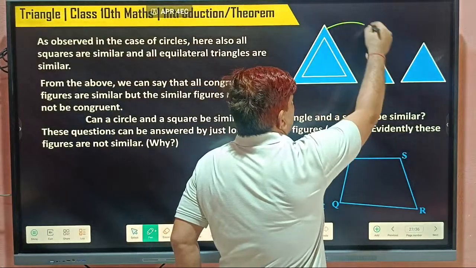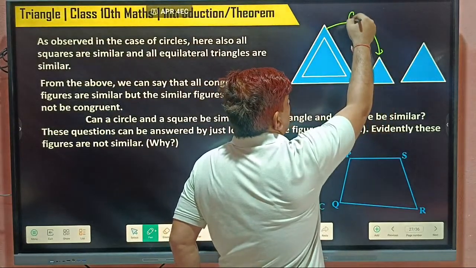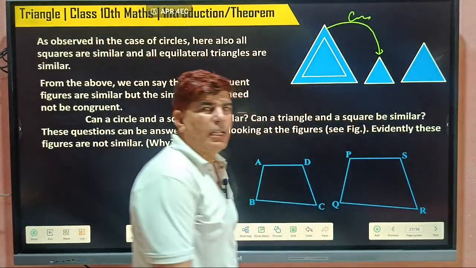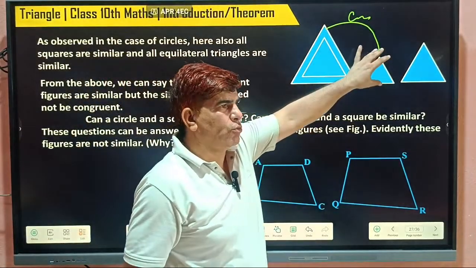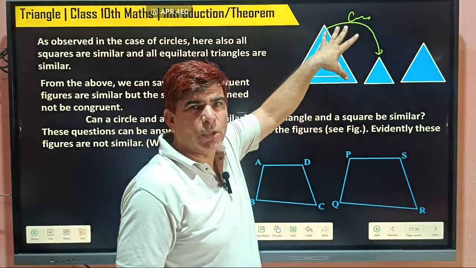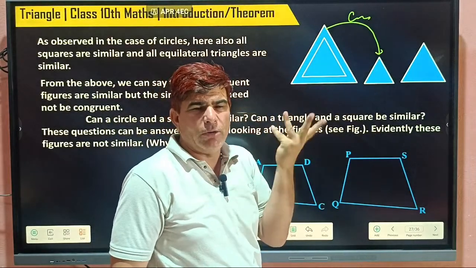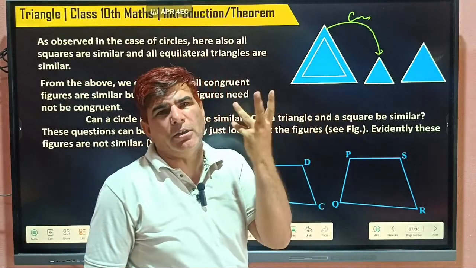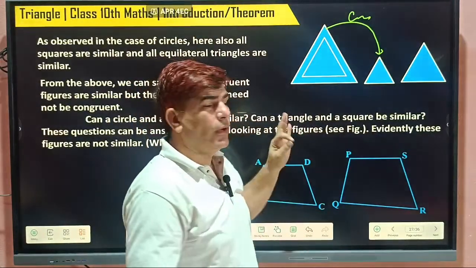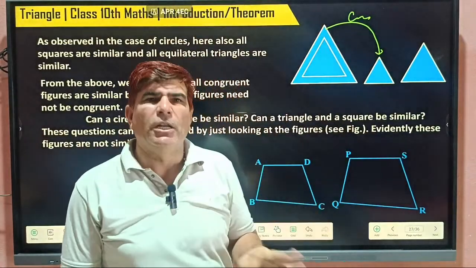So at least I can say these two are not congruent. Directly I can say, this is small size, this is one size bigger. But their shape is the same. Shape meaning their shape is equilateral, having all three sides equal. So they are definitely similar.